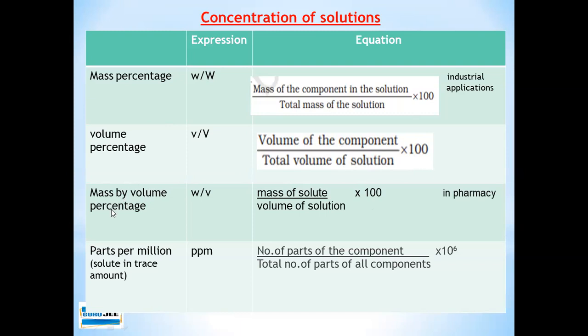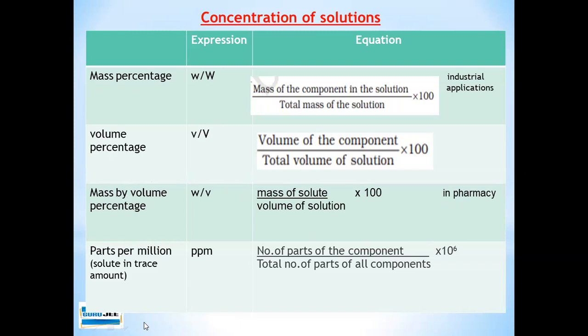Third one is mass by volume. That means mass of solute divided by volume of solution. From the name itself, you can write down the equation. Isn't it easy? For mass percentage, we use the mass of solute and mass of solution. For volume percentage, we use volume of solute divided by total volume of solution. For mass by volume, there will be mass of solute divided by volume of solution. It's easy to find out from the name itself. This equation is used in the pharmaceutical or medical field.